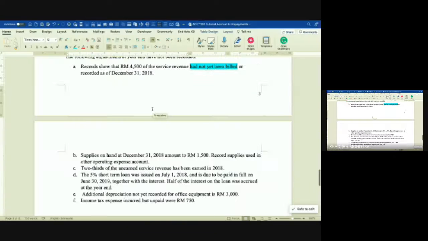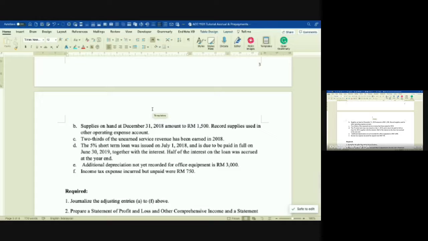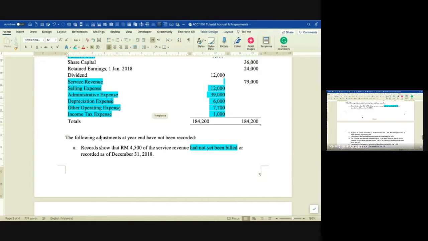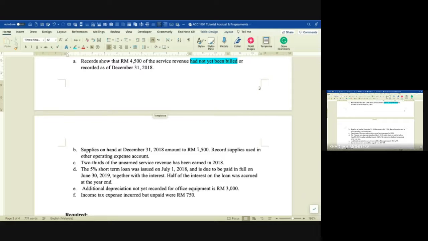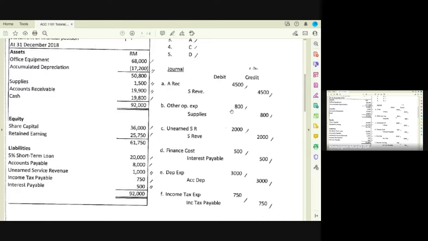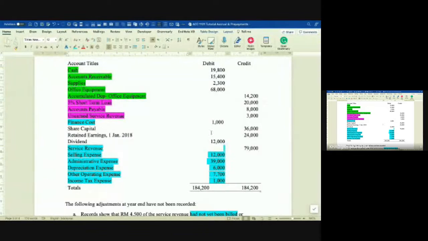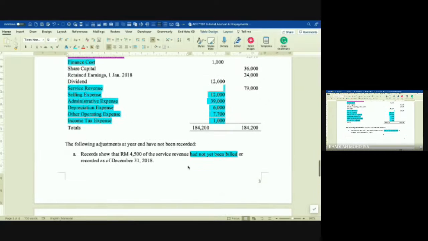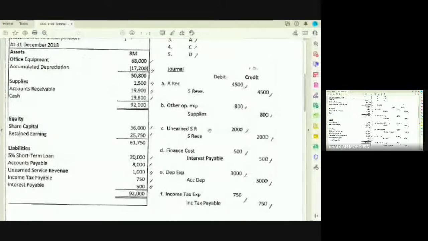The second one is that you have supplies on hand at 31st December amounting to 1,005. Record supplies used in other operating expense account. So you have this other operating expense account. Instead of opening a supplies account, you use the other operating expense. So now you want to record the 1,500 expense. You're going to have other operating expense, debit 800 and credit your supplies. Supplies here is actually your asset. Initially you have 2,300, but during the period you have used 1,500 of supplies. So you have to reduce that supplies in asset. You transfer from asset to an expense account. So you have other operating expense 800 and credit your supplies account 800. Okay.